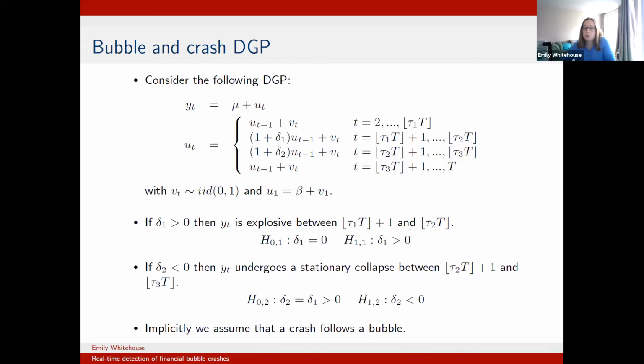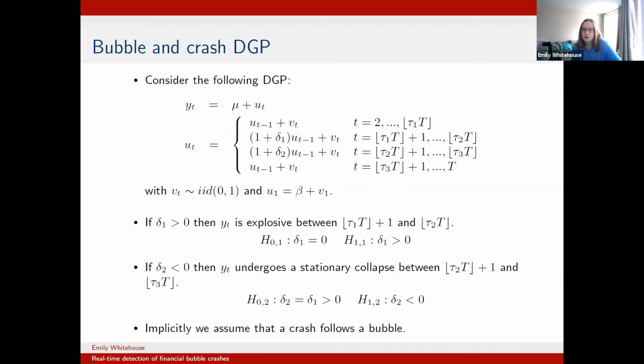At which point, if delta 1 is greater than 0, we now have an explosive bubble phase that continues up to tau 2T at some later point in our sample. And then if delta 2 is less than 0, we have this stationary collapse regime. And perhaps after that, we revert back to a random walk world. So if delta 1 is greater than 0, then YT is temporarily explosive.